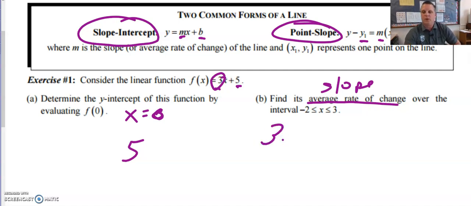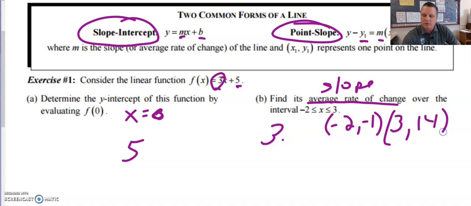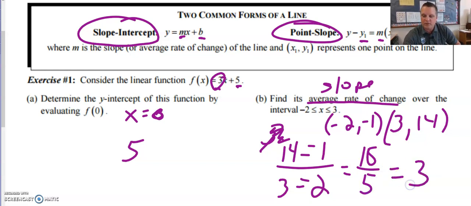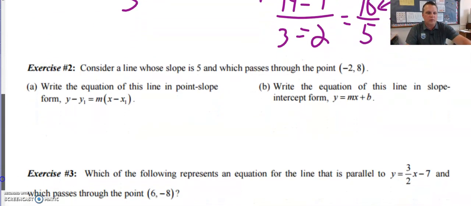If you want to prove it, you would do -2. Plug in -2, and you get -1, and then plug in 3, and you get 14. So then you do y2 minus y1 all over x2 minus x1. Remember, don't lose subtractions, don't lose negatives. This gives you 15 over 5, which is 3. And there's virtually no work involved, but that's just the proof.